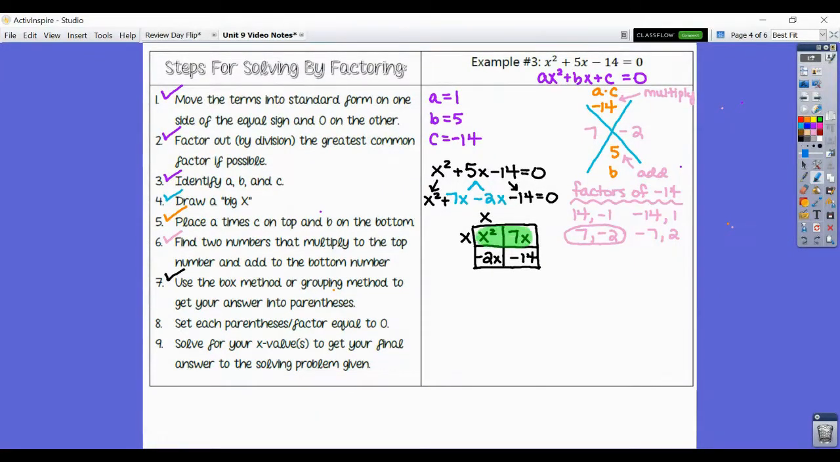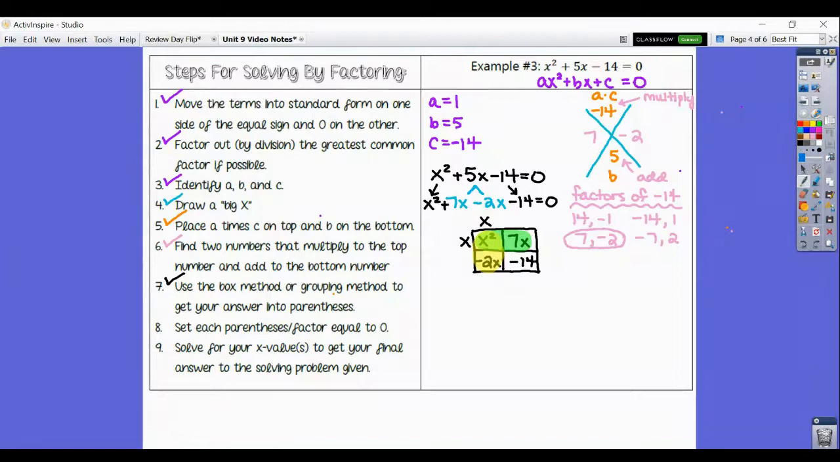The only term or number I can take away from both is x. And then same thing when I'm looking at my column. The only thing I can divide out from x squared and negative 2x is an x. Then once I have my column number 1 and my row number 1 headers, I'm going to go ahead and kind of work backwards here.